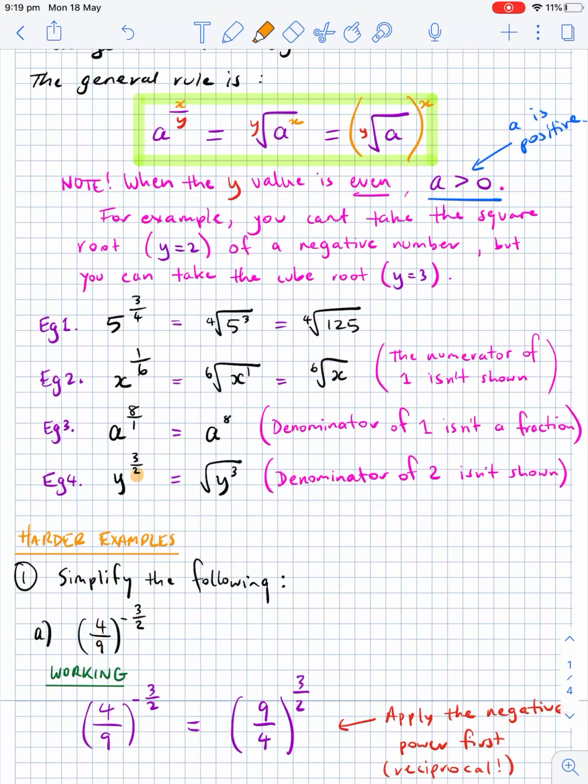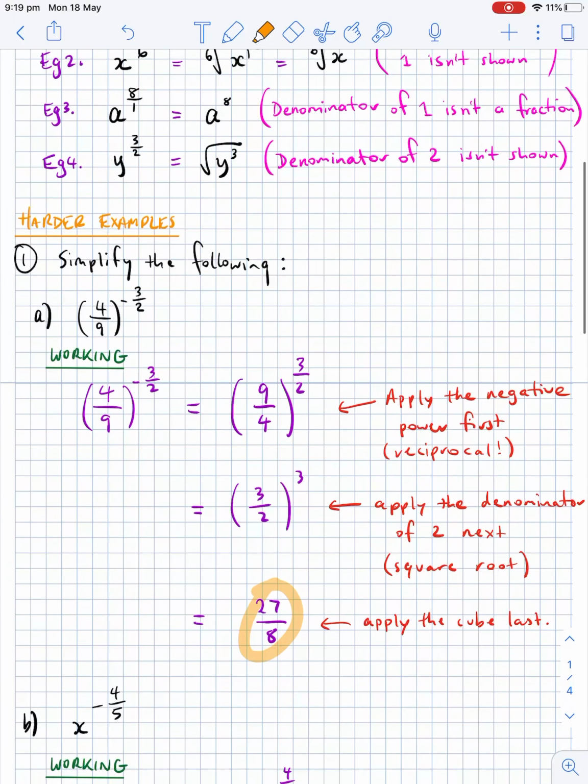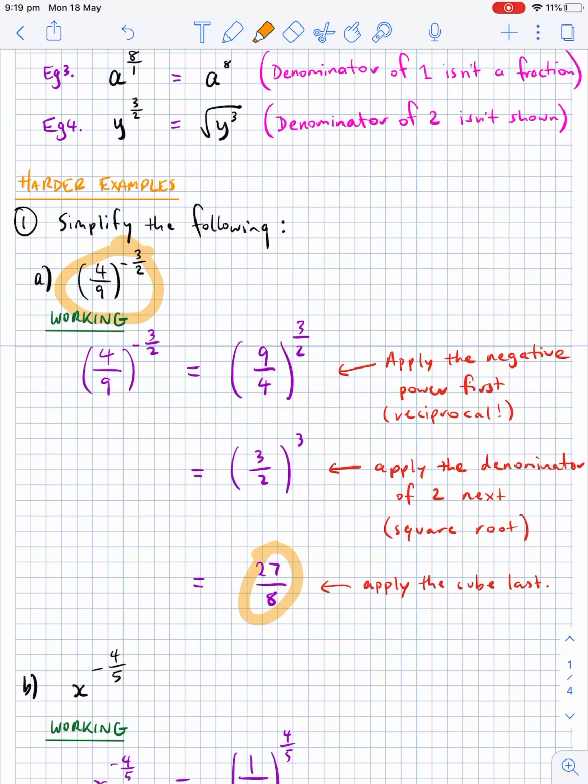So pretty much we don't have to show it when there's a denominator of 2, but we do need to show it for other numbers like 4 and 6 and 3 and 5, etc. Okay, let's do some harder examples. So let's simplify the following here.